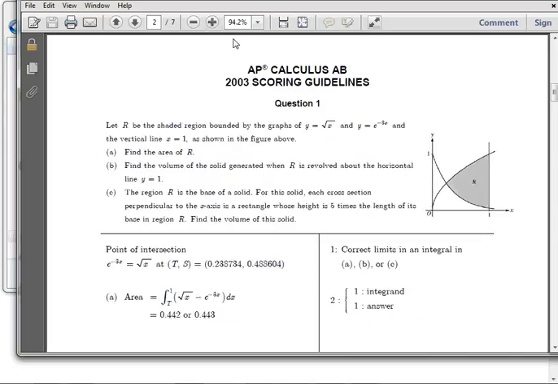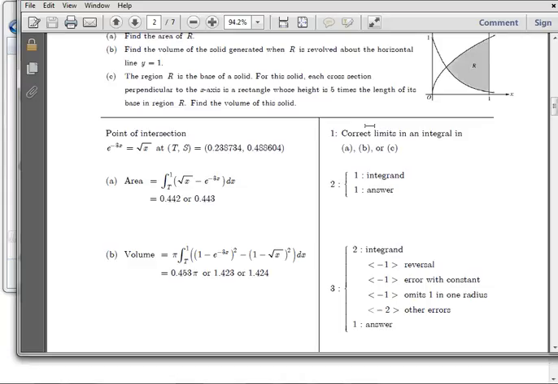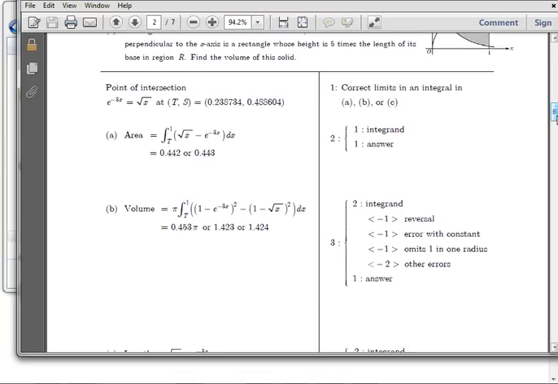Okay, there it is. Now, notice it says the correct limits. They only did this once to you. Correct limits in an integral of a, b, or c. Well, that's interesting. But they're only going to do it once. Well, it's the same limits. So you get 1 point for the t to 1, 1 point for the square root of x minus e to the minus 3x, and 1 point for the answer.